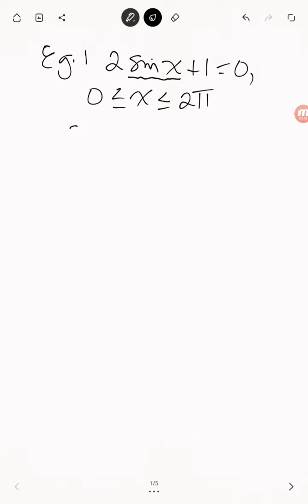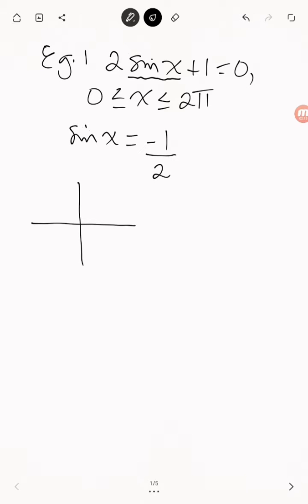So to isolate sine x, all we need to do is just move the 1 over, it becomes -1, and then divide both sides by 2. So sine x equals -1 over 2. At this point, what we're asking ourselves is for which angles does the sine equal -1 over 2? So we need to turn to our wonderful circle here.